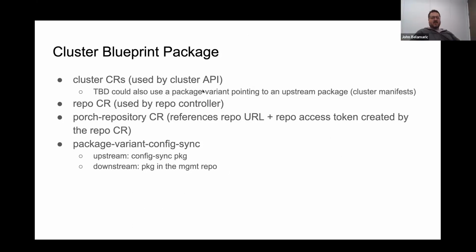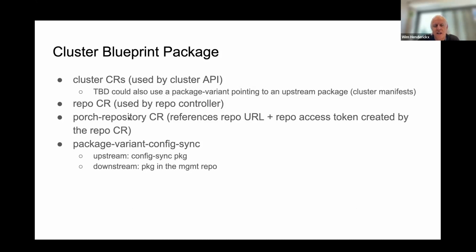That's not a bad idea, because then we could swap out which type of cluster just by changing. I agree. So that's why I personally prefer that, because, like you said, it helps to gain more flexibility. Yeah. Then we have a repo CR. So this is the CR that will be used by the repo controller eventually when this package gets applied. We have a porch repository.